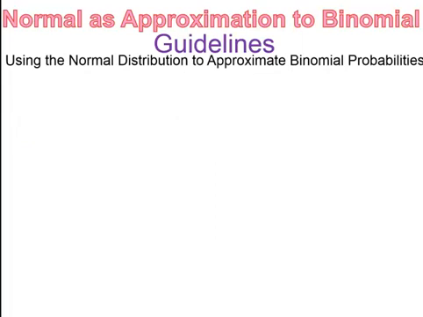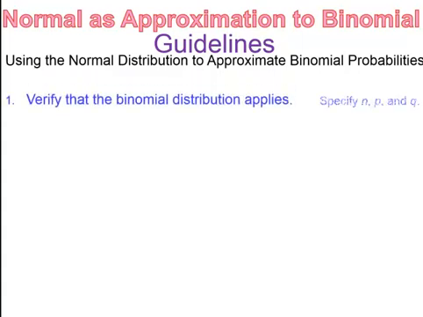So the guidelines when using a normal distribution to approximate a binomial probability: the first thing you're going to need to do is verify that the binomial distribution applies. So when you're doing this, you want to identify your n, your p, and your q. So remember, the n is the sample size, the p will be the percentage of success, and the q is the percentage of failure. To find the q, you take 1 minus p, and you will have your q value.